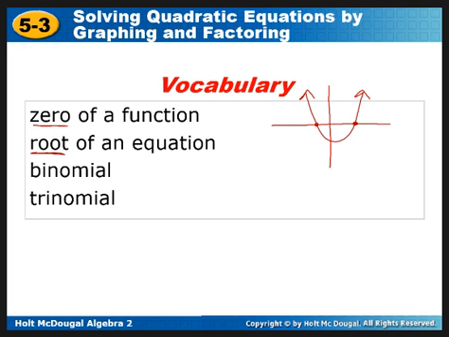Another couple terms here, and we've maybe talked about these a little bit already: binomial and trinomial. Bi just means two, so it's going to be a quadratic equation or function that only has two terms. A trinomial, tri meaning three, is a quadratic function that has three terms.